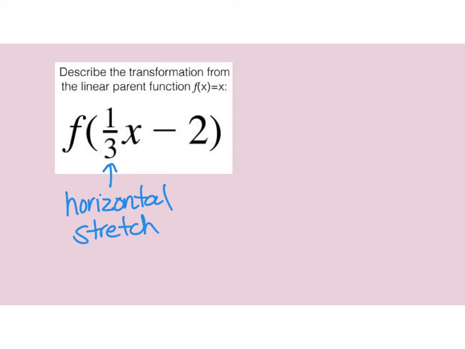Now, the -2 is just like what we did yesterday. Yesterday, we were talking about up, down, left, and right. This is a horizontal shift, left or right. It's opposite of what you think because of the parentheses. You would think you would go left. Right.